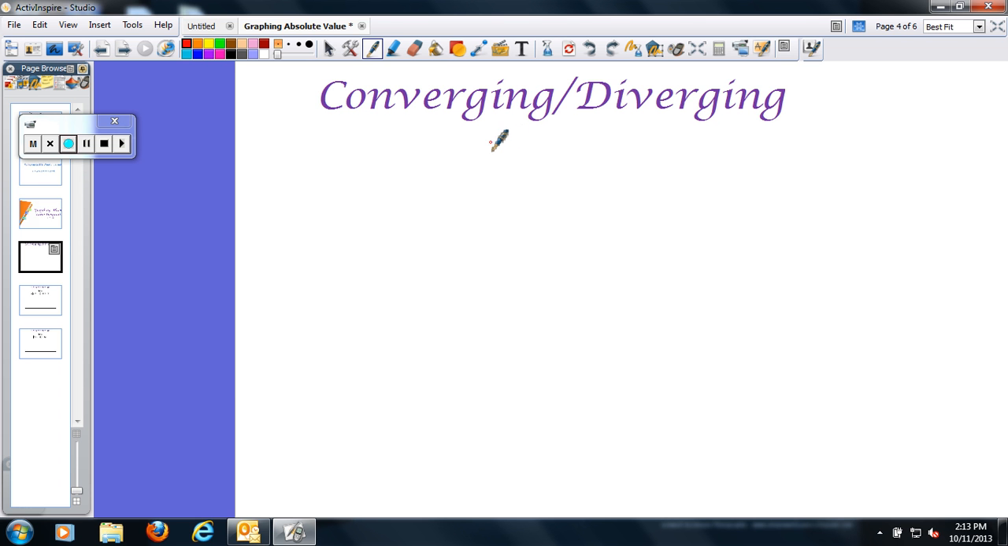Okay, so we're going to take an equation like absolute value of x is less than or equal to 4. And then we're going to take one that's the absolute value of x is greater than or equal to 4. And I'm going to show you what the difference is between converging and diverging. Now, when you think of converging, you think of coming together. Well, that's pretty much a self-explanation of what a converging inequality's graph will look like.